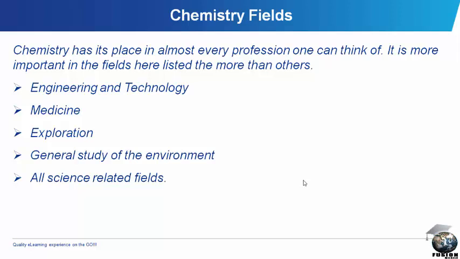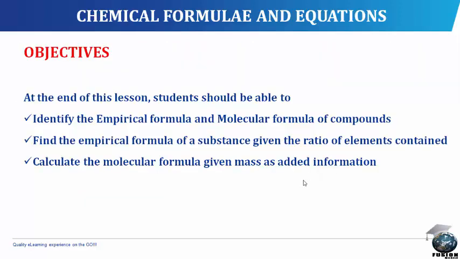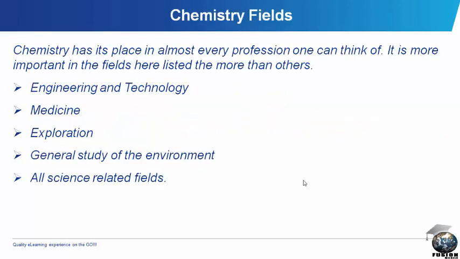Also, when it comes to exploration of the earth, exploration of space, and general study of the environment, you want to know about matter. Matter is anything that has mass and occupies space. If you're looking into the constituents of anything, you would also be referring to chemistry. So chemistry is very relevant in all science related subjects, and that sums it up in this class. Join us in the next class.